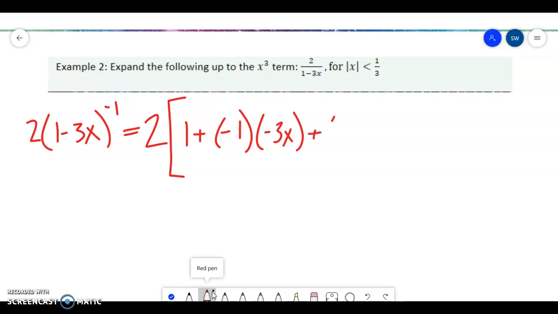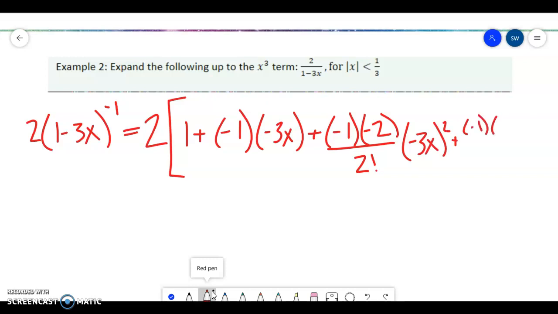So plus negative 1, negative 1 minus 1 would be negative 2, all over 2 factorial, and then negative 3x squared, and then one more term, negative 1, negative 2, negative 3, 3 factorial. Ooh, I've run out of room.